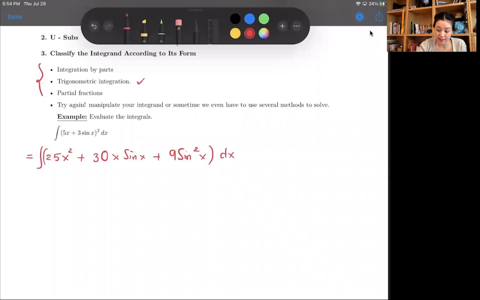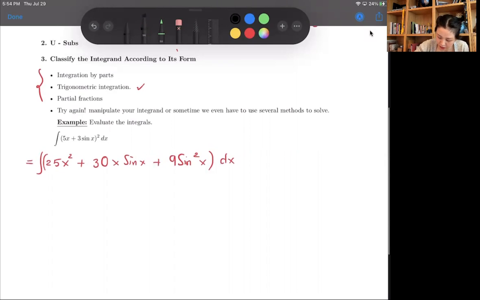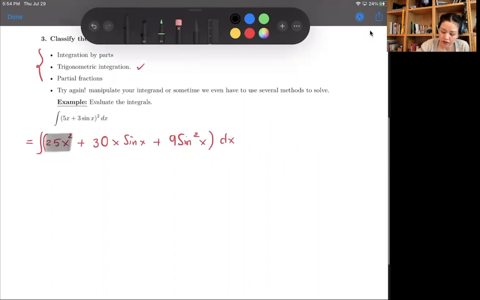Okay, now the first one is easy, right? The first one is easy. This one right here, maybe I'll highlight in black, right? That one right there is easy, right? All you have to do is just take the antiderivative of that, which is 25x cubed over 3. Right? So this part right here is equal to 25x cubed over 3.